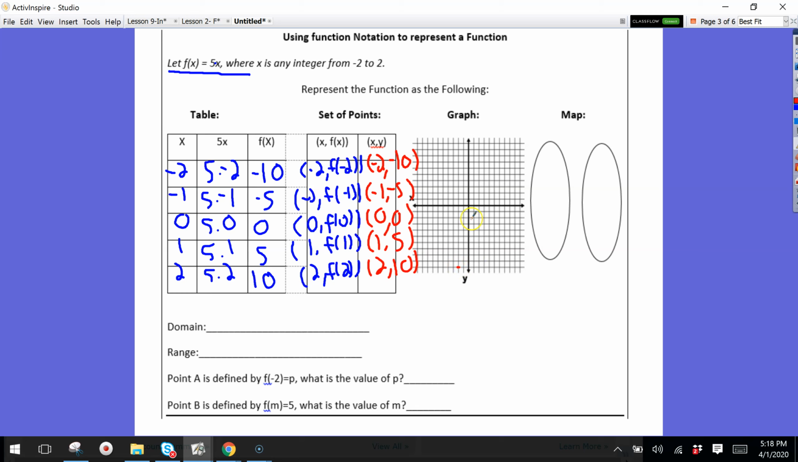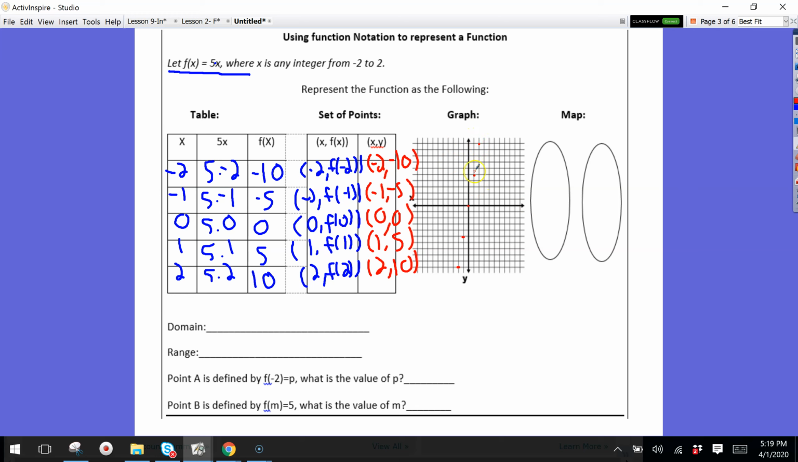And our next point is -1, -5, and then we have 0, 0, and then we have 1, 5, and then our last point is 2, 10. And of course, this is looking like a line.